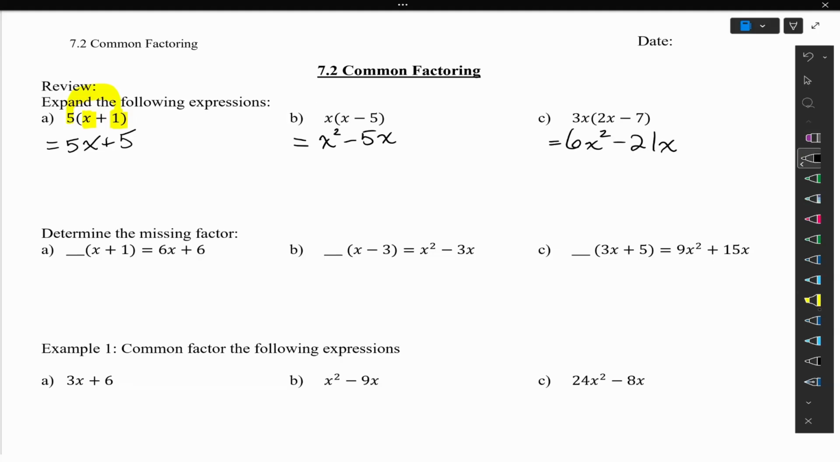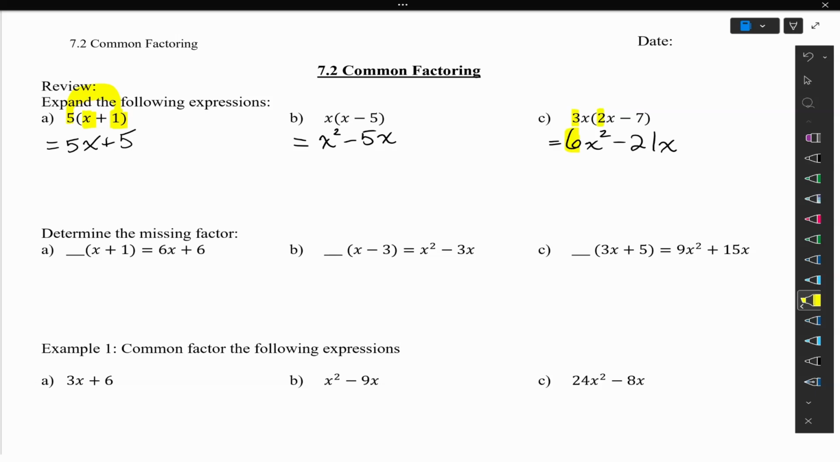Fantastic. So here we are seeing we end up with an x squared. Don't forget that squared, minus 5x. And for part C, we're ending up with a 6. That comes from our two coefficients multiplying by one another. 6x squared minus 21x.